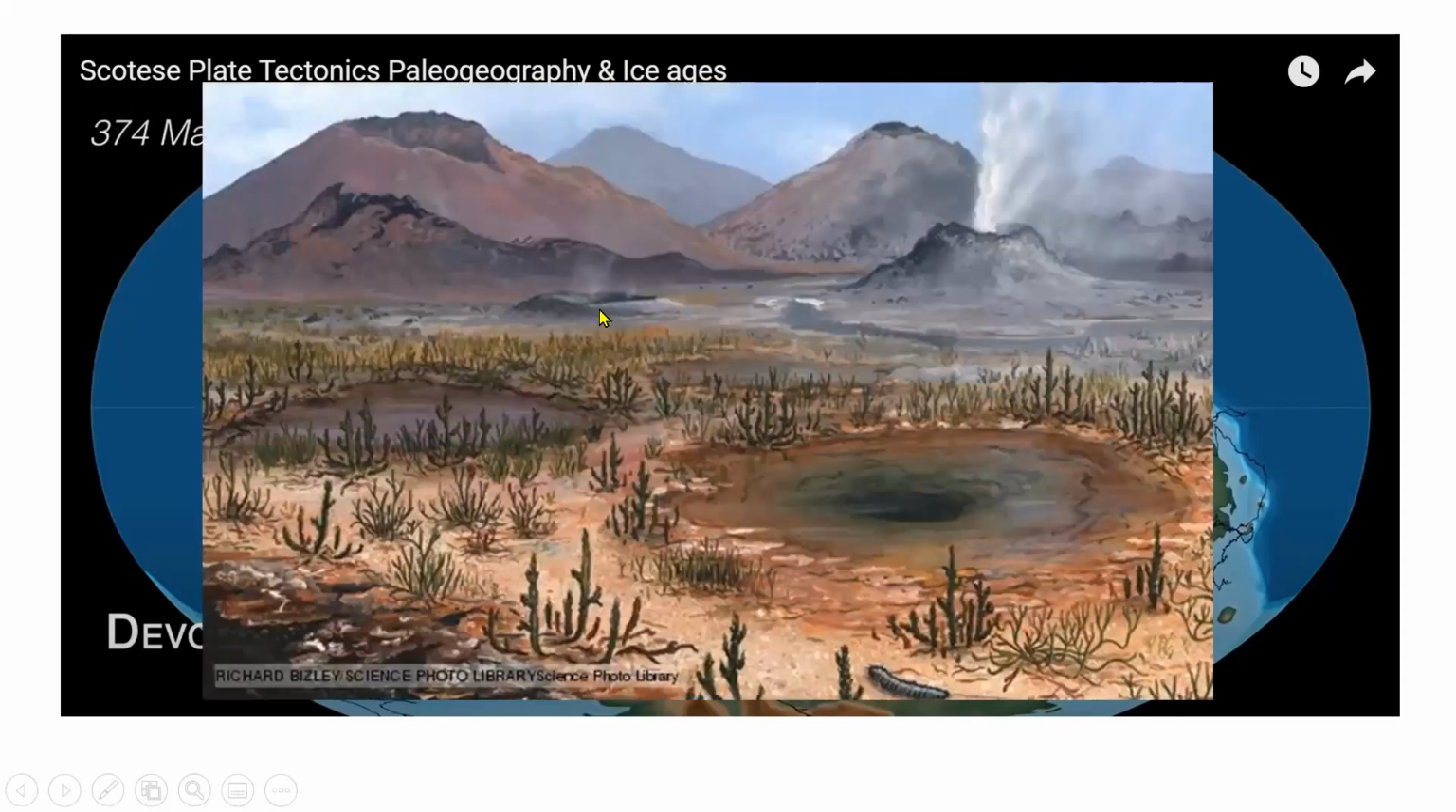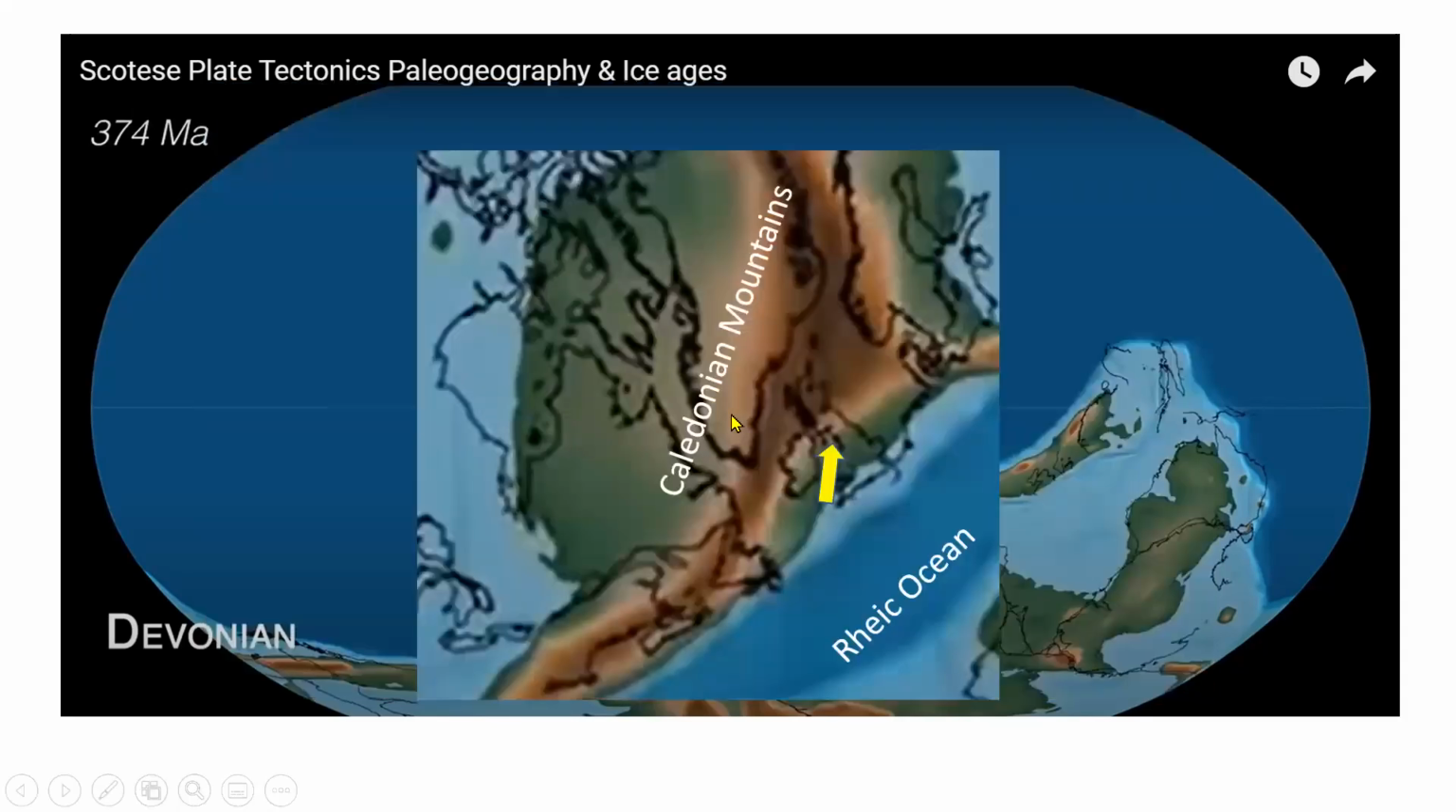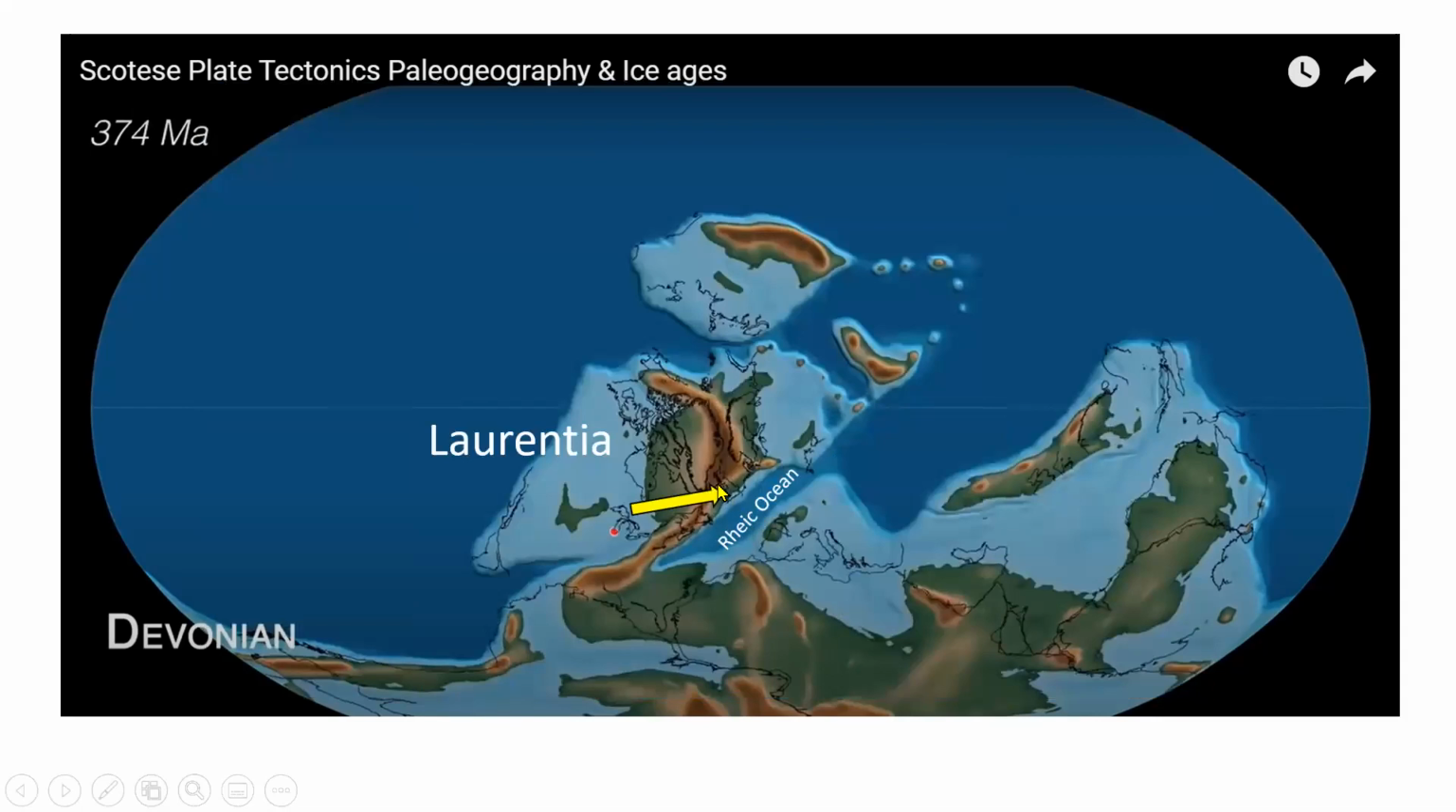And conditions in the Devonian were pretty dry. There wasn't much life on land. Plants had arrived, a few amphibious animals, some volcanism related to the mountain building, but it was a fairly dry area. And if you can see here, again, we've moved north and we're heading towards the equator.